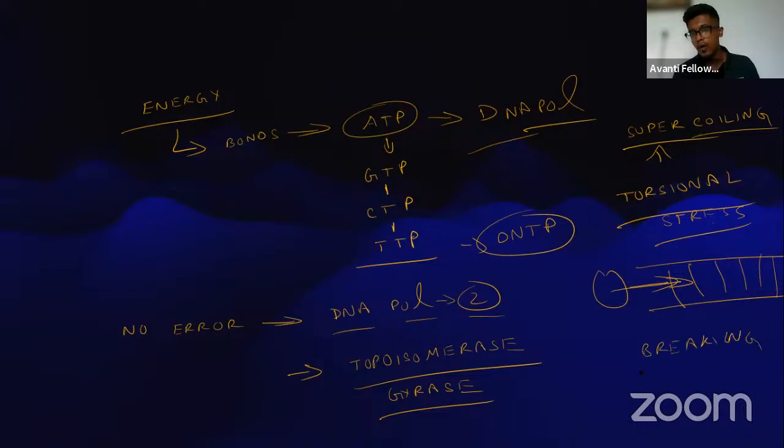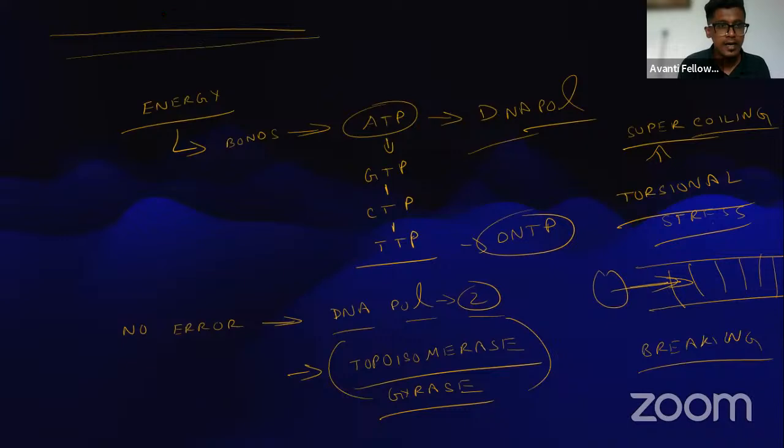To avoid this, if this is your double-stranded DNA and this is the helicase, moving, let's assume the topoisomerase will break the DNA here and there. It will make small, small cuts. When it makes the cuts, it sees the helicase is coming. It has made a cut. Now as the helicase comes closer, it will stitch back. Again it will go further, again make a small cut, again close the cut.